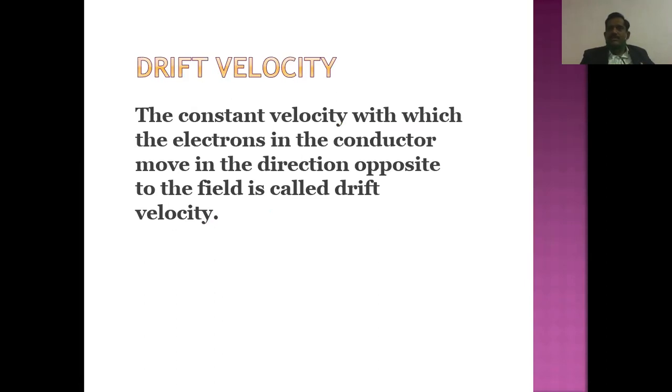Drift velocity means a very important concept here, and in exams questions such as this are asked. Define drift velocity. Drift velocity means it is a constant velocity of electrons when we apply an electric field. That is called the drift velocity. Constant velocity means electrons collide with different atoms and accelerate towards the positive terminal. Then there is some constant velocity of all electrons, and that is called the drift velocity.